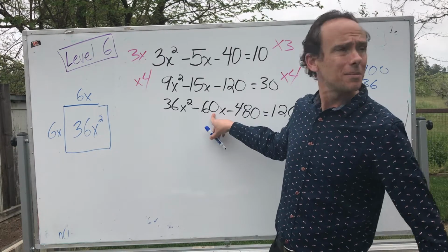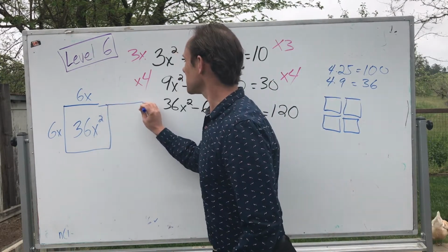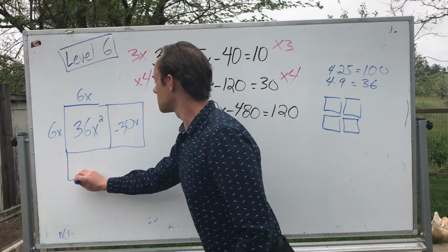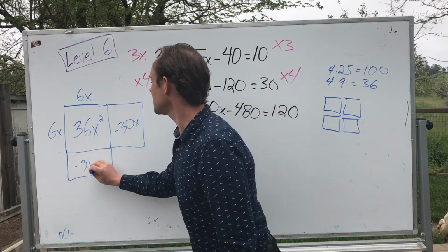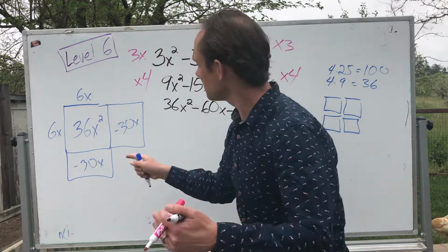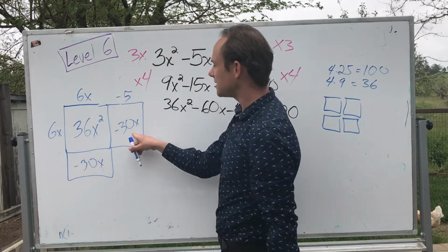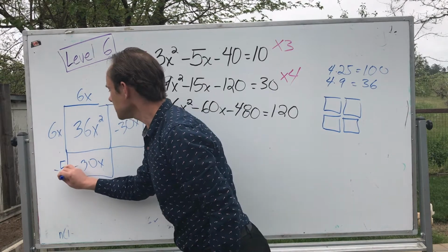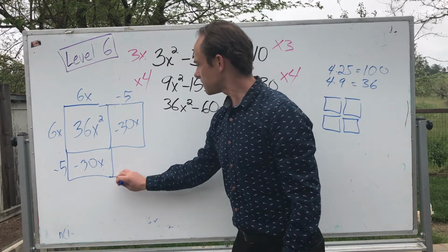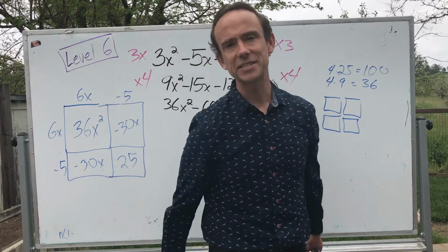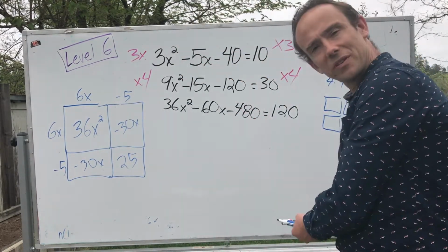Brilliant. We got the minus 60. Let's split it. Put minus 30 there, minus 30 down here. Lovely. We got this missing dimension, so that's going to be minus 5 to get to our minus 30. And we finish the square here. Excellent. All right. Well, let's look at what we've got.